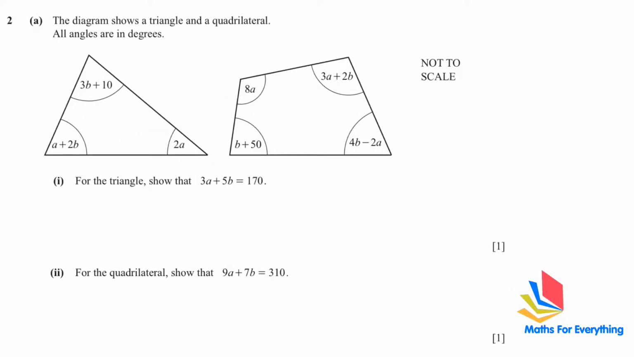Question number 2 is a polygon question. The diagram shows a triangle and a quadrilateral. All angles are in degrees. For the triangle, show that 3a plus 5b is equal to 170.